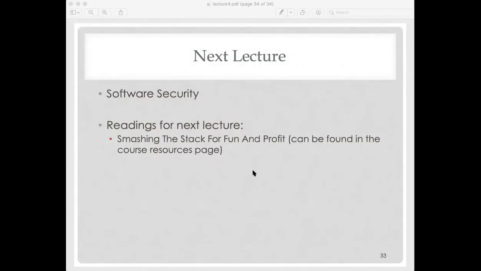So this is basically all we will be covering around cryptography and keys. And then from the following lectures, we'll start to go into software security and other components.